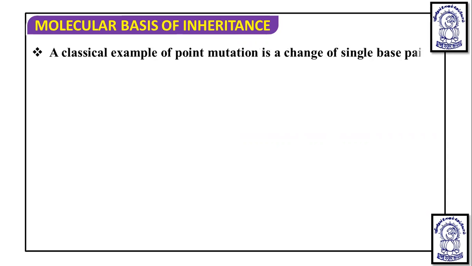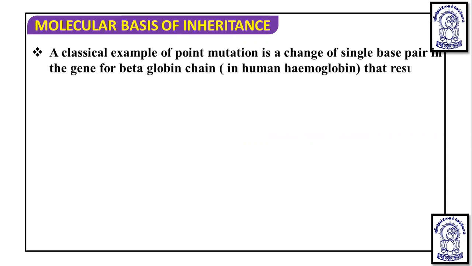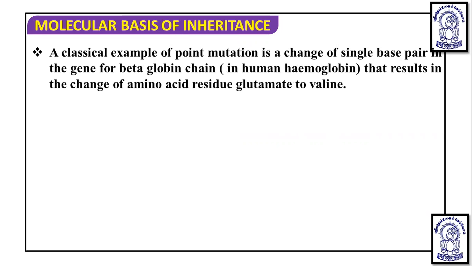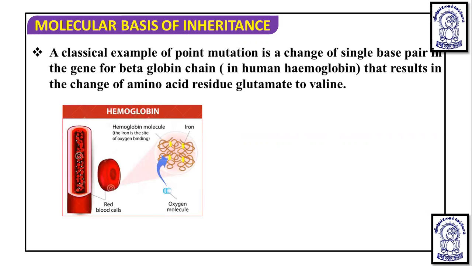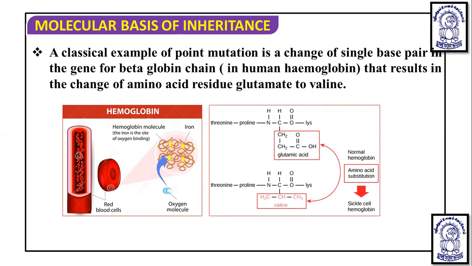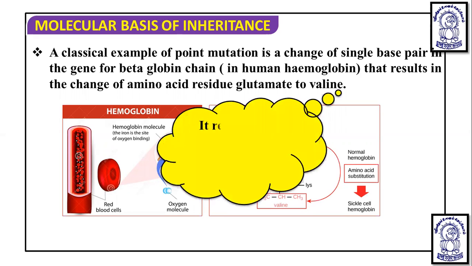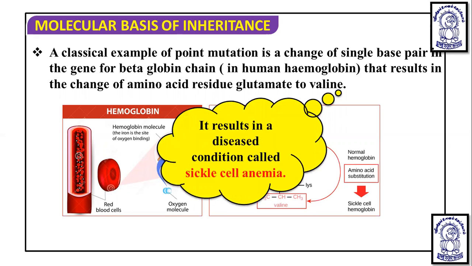A classical example of point mutation is a change in a single base pair in the gene for the beta globin chain of human hemoglobin that results in the change of amino acid residue glutamate to valine. So in hemoglobin, in the beta chain, if glutamate is replaced by valine, that is a particular mutation known as substitution mutation, due to which sickle cell anemia happens. This mutation occurs in the DNA, but due to this the amino acid is changed in the hemoglobin, and that leads to the disease condition called sickle cell anemia.